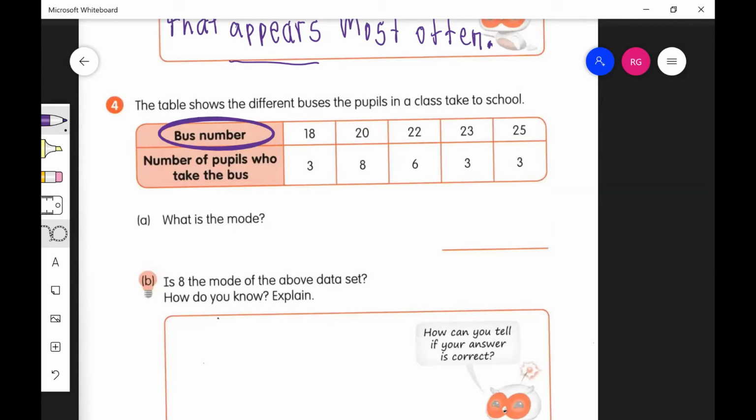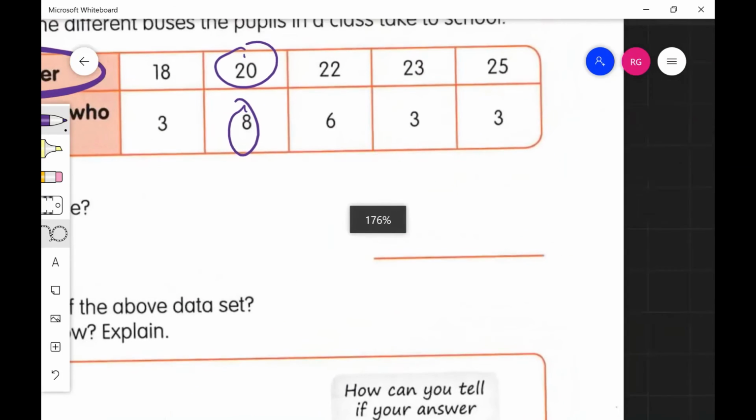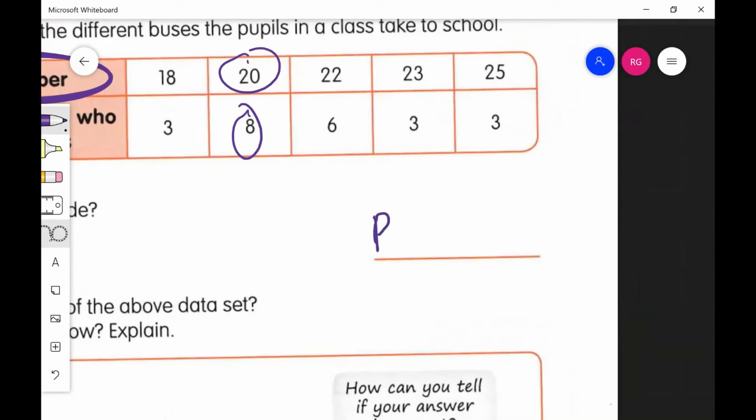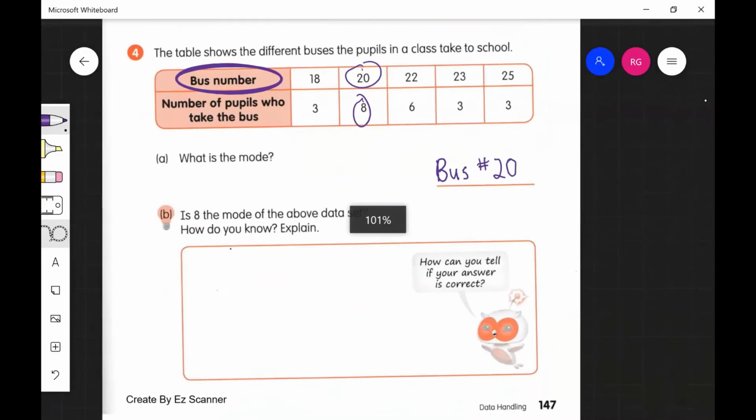So it's not the, you're correct. This would be the mode. 18, 23, and 25. Yeah, but what's the most popular bus? 20. 20 is the most popular bus. So that is what they're talking about for the mode, because there's 8 kids on bus 20. Hopefully that makes sense to you guys. Oh yeah, it makes sense. It's a little tricky. Yes, you're correct if you're just looking at pupil numbers, but we're going to say bus number 20. Okay. Alrighty, that'll work for that.